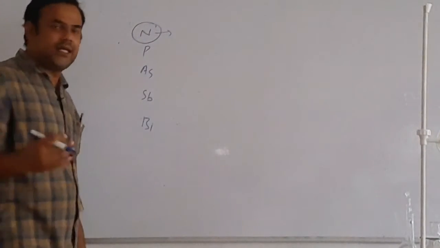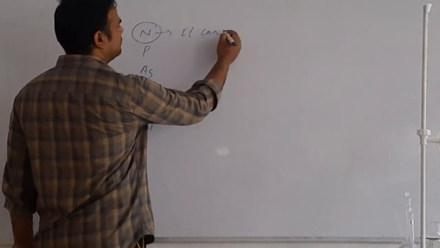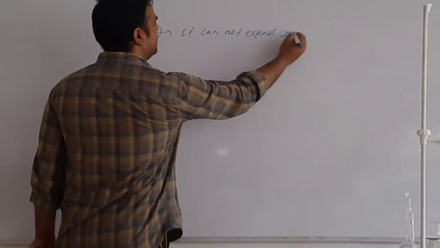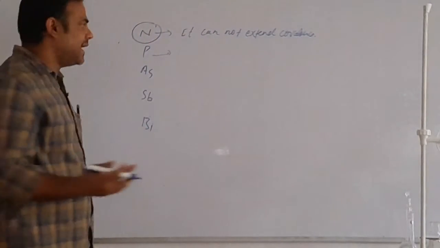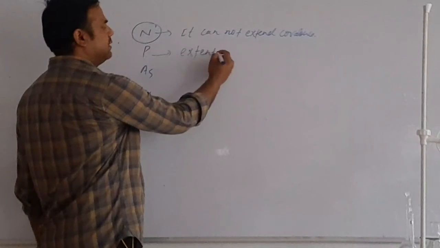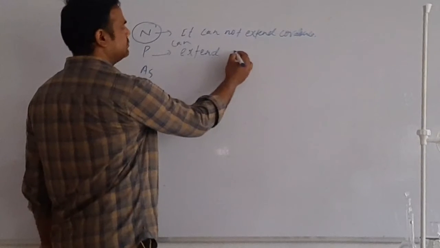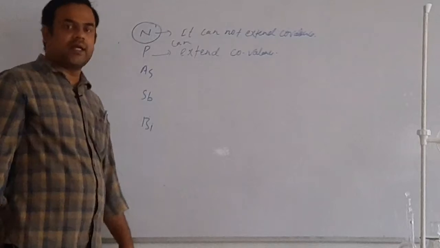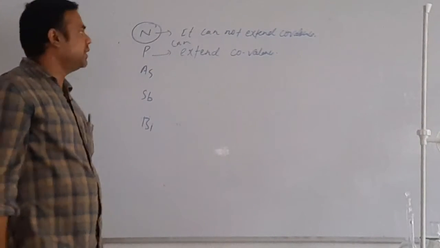Nitrogen cannot extend its covalency, but phosphorus can extend its covalency. This phosphorus atom can extend its covalency. How? We are going to check why this is happening.